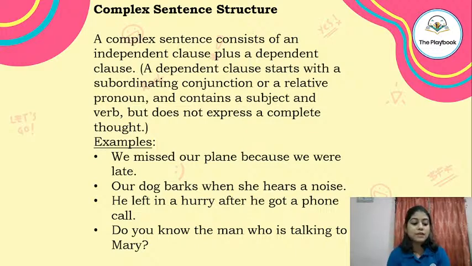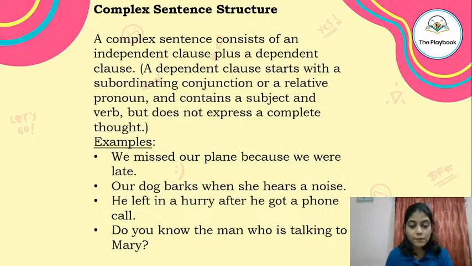Now, if I take up the first clause in the sentence, we missed our plane, that itself is something very meaningful, right? Because we were late, if I just simply say because we were late, it doesn't make any sense, right? It is depending on the independent clause, we missed our plane. So I hope this division is clear. Let's look at the second example.